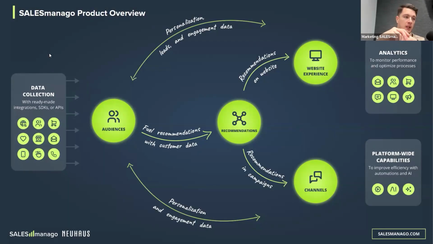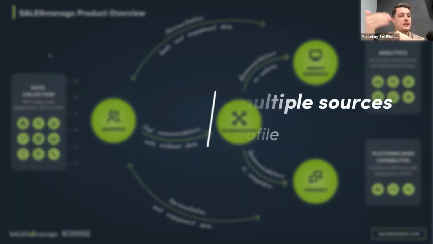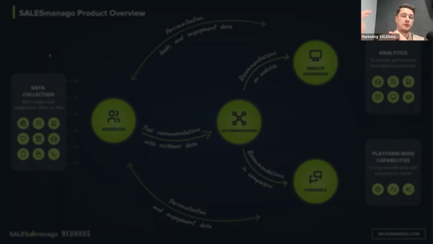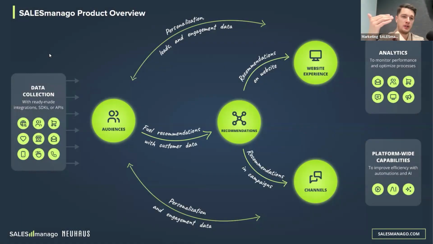So SalesManago comes in with a built-in CDP, which allows you to collect data from different sources. This data is unified in a singular customer profile, and then all of that information that we collect about the customer can be utilized and leveraged for engagement with the customers. So what kind of data we collect in SalesManago? That includes three types of data.